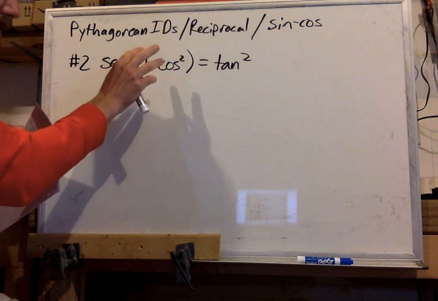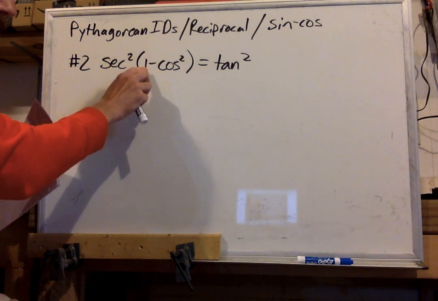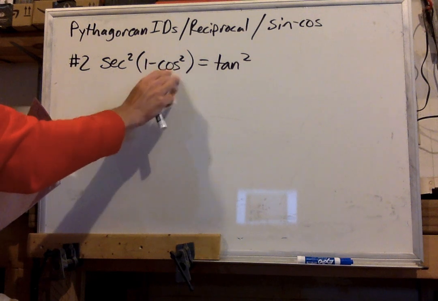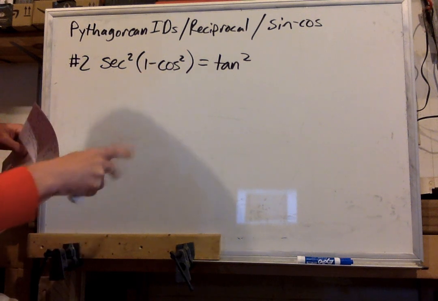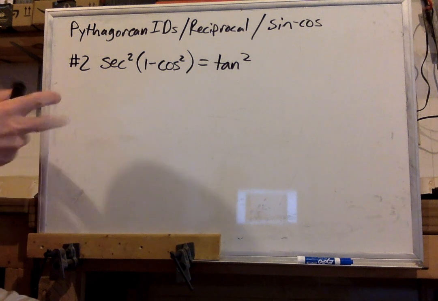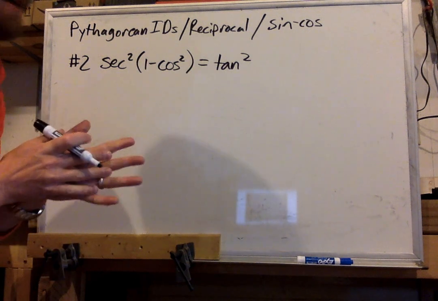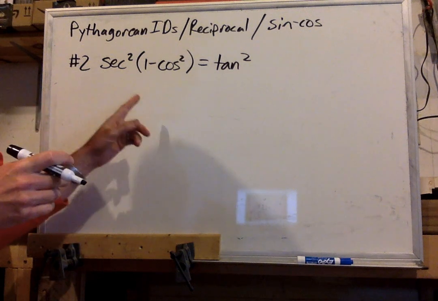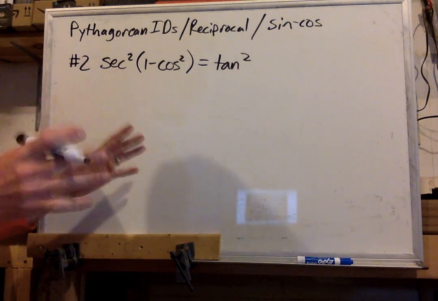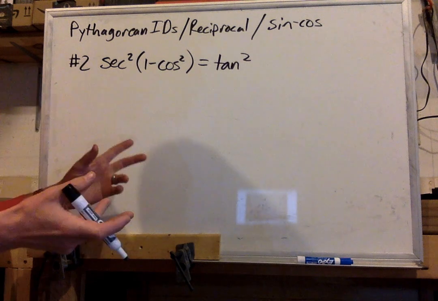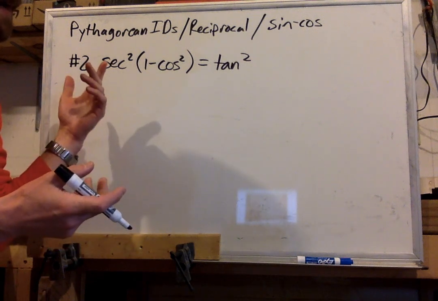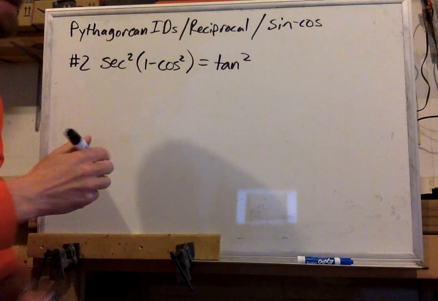Anytime you've got 1 minus cosine, 1 minus something squared, 1 plus something squared, really any two terms that are squared and are separated by a plus or minus, you should be thinking Pythagorean identities. Now, you do have to be careful though. Not all of them are going to work as a Pythagorean identity, and there's a few of those mixed in there.